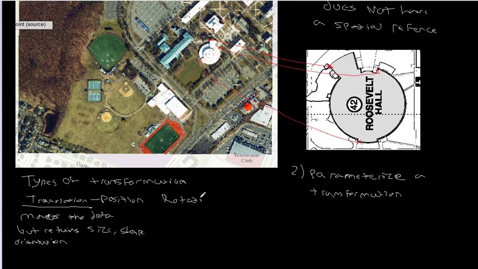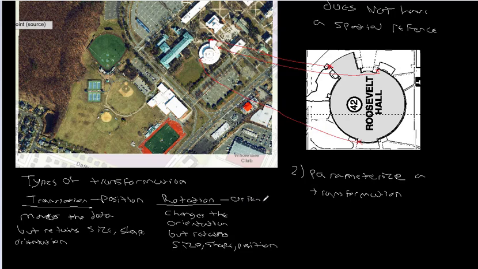Right? We call that a rotation. A rotation changes the orientation, but retains size, shape, and position, right? It doesn't change anything other than the orientation of the data. So rotation is orientation. Okay.